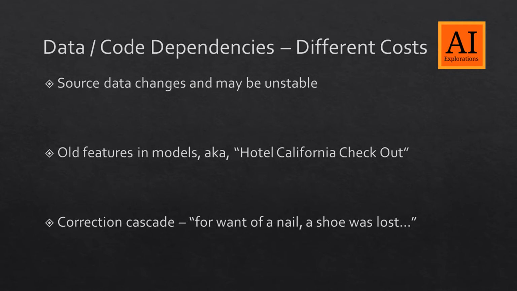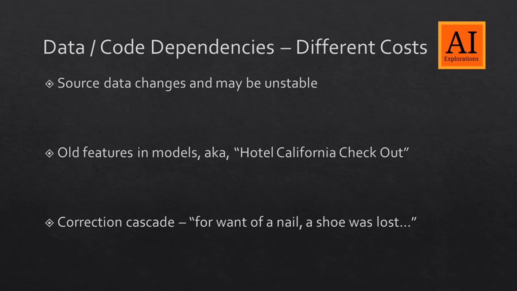The second aspect of this paper that really caught my attention was the fact that there are data and code dependencies that are both present in machine learning systems, but that the data dependencies are much more important and they have an outsized impact compared to the code dependencies. And I refer to this set of phenomena as the Hotel California checkout problem.